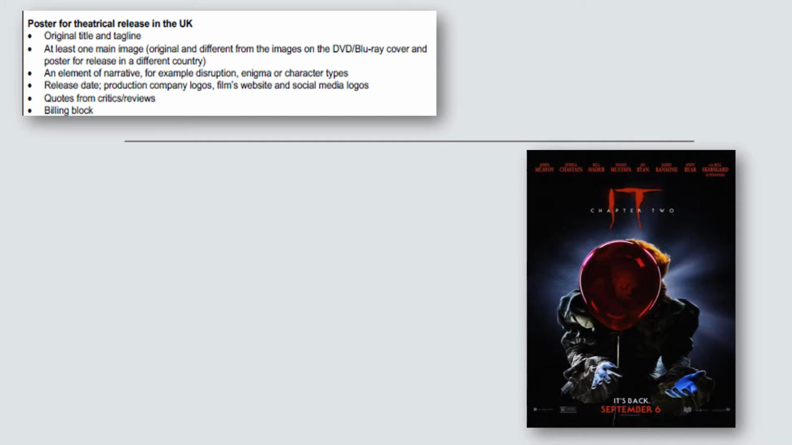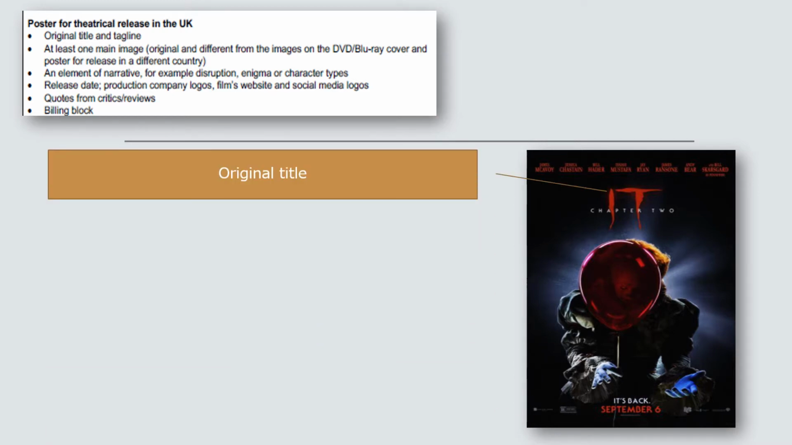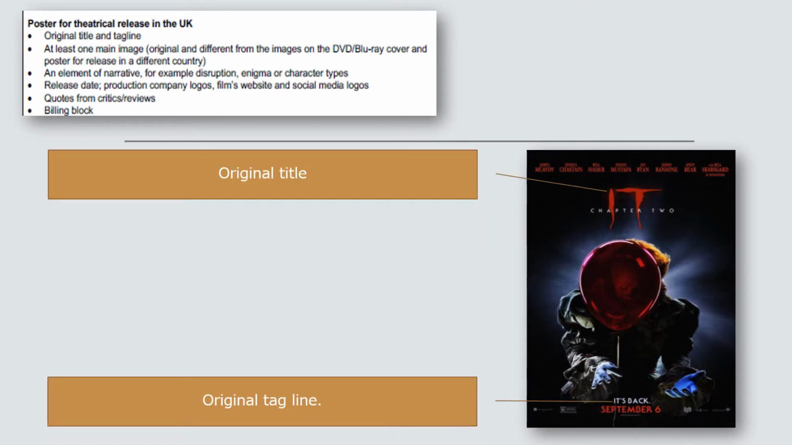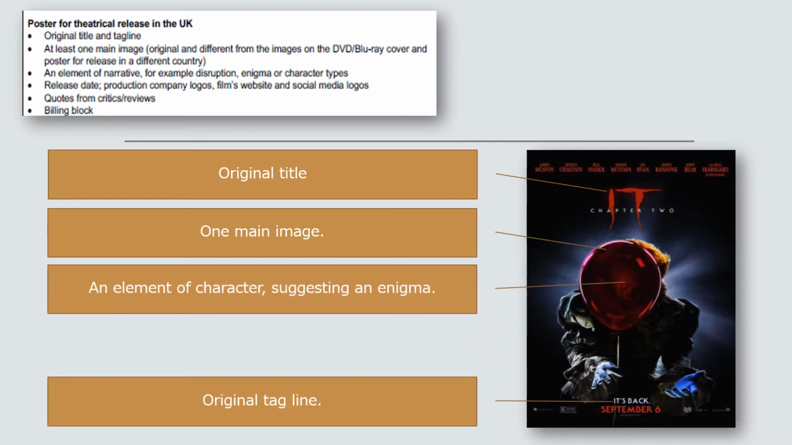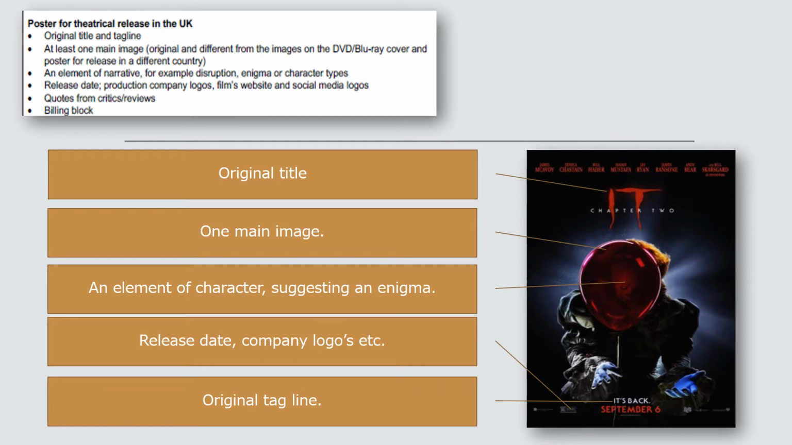Let's recap then by looking at the second slide here, the IT poster. You can see it's got its original title, its original tagline, its image, its elements of character suggesting enigma or mystery, and its release date, company logo, etc. You can see this image is embedded with lots of different meanings through the font it uses, its background design, its use of character, and the use of symbolism and layout within this image. All of these have been carefully constructed to get a particular effect from the audience and fit in with the target demographic the film is marketed to.